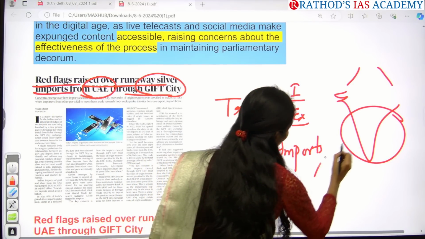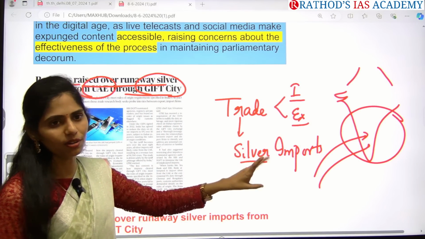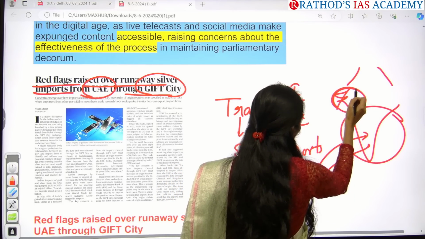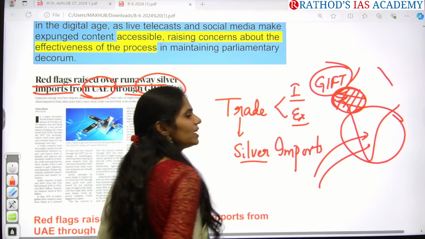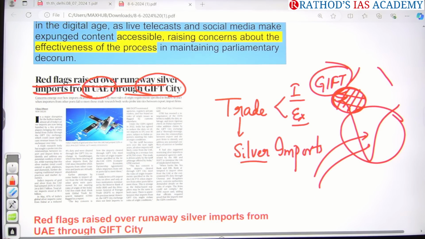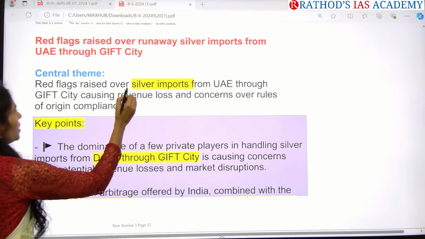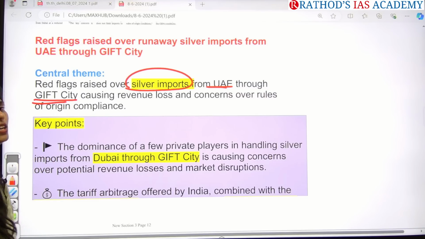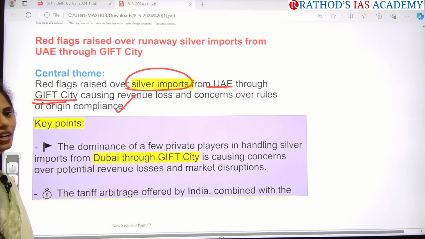Because of this, you know that in India we don't have much gold reserves, so we will be importing from other countries. Now what happened here is in Maharashtra and Gujarat, we developed this Gift City, and through this Gift City there is an increase in imports of silver. That is a problem. Now let us see this article in detail. The silver imports from UAE are increasing, especially through this Gift City. Because of these imports coming into Gift City, there is a revenue loss for the government. So this is one important issue.